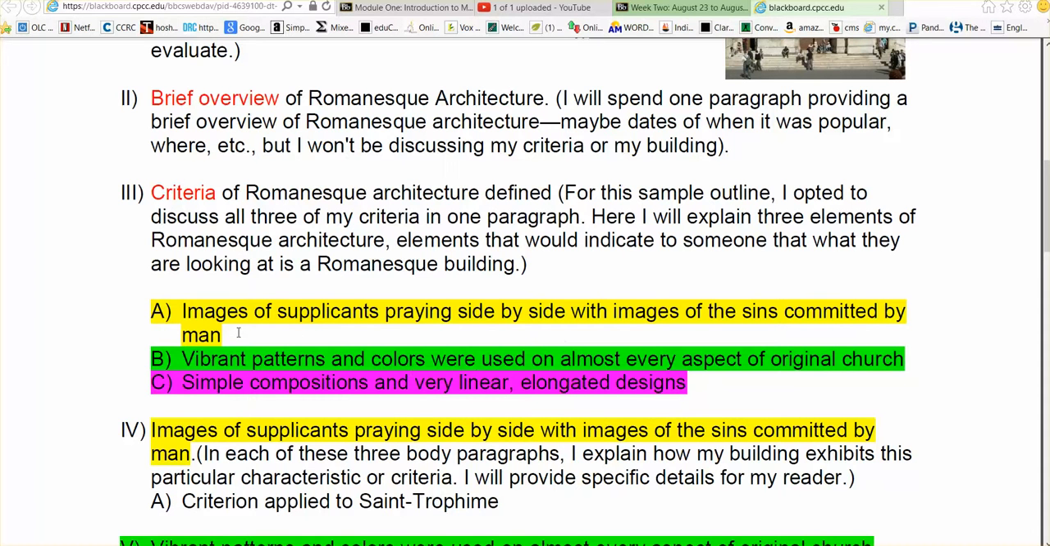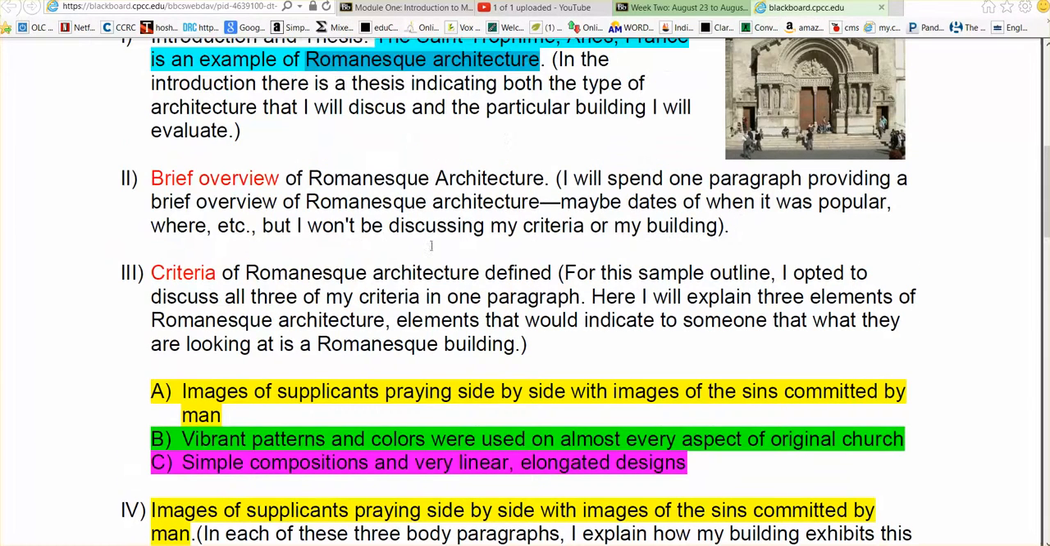I'm going to say that Romanesque architecture generally has images of people praying side by side with the image of whatever sin they're praying about. All right. They also have vibrant colors and patterns in the church, and they also have very simple compositions and very linear, elongated designs.